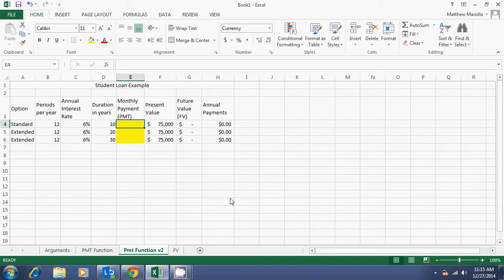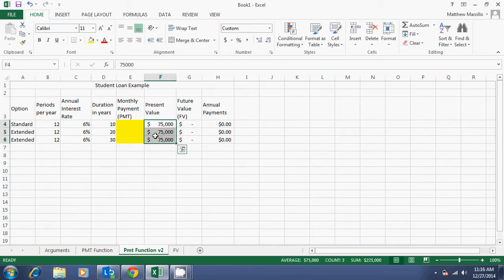What you have in front of you is three different rows of data that show different ways of paying off a student loan. The periods per year are the same, so you're going to be making monthly payments no matter if you're using the standard or one of the extended options. The interest rate's going to stay the same. The key difference is the duration, whether you're going to try to pay it off in 10 years, 20 years, or 30 years. And then the value is obviously the same.